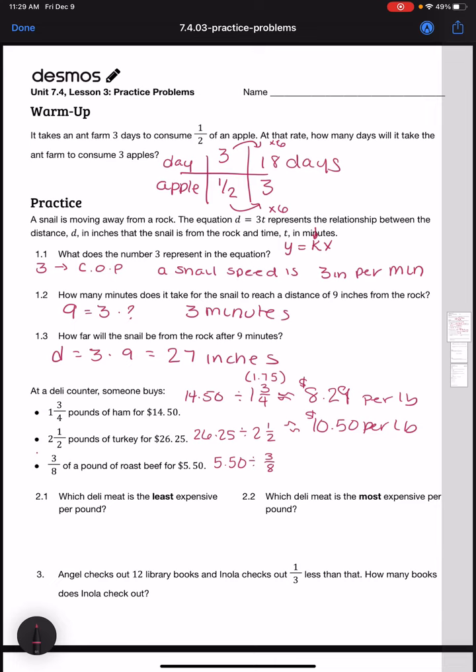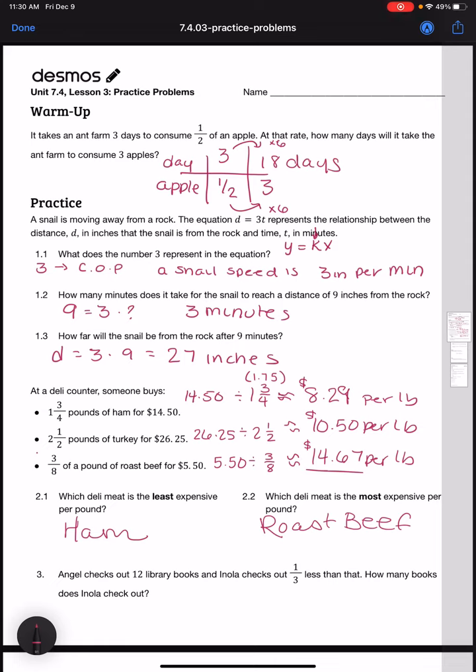I'll do this out. It gives me about $14.67 per pound. So the most expensive looks like it's going to be roast beef. And the least expensive looks like it is ham. So we had to find the unit rate, or how much per pound, to be able to compare them.